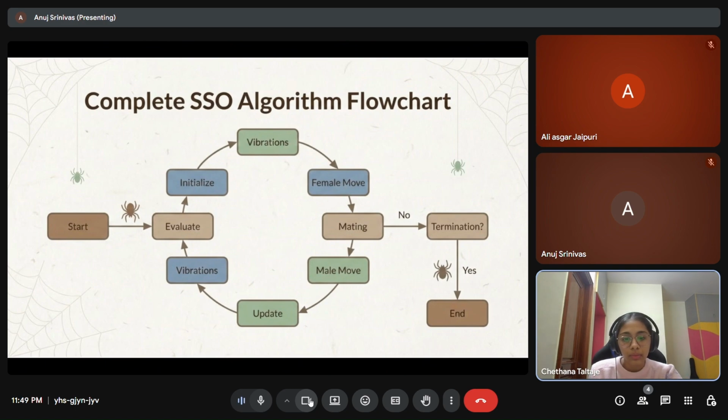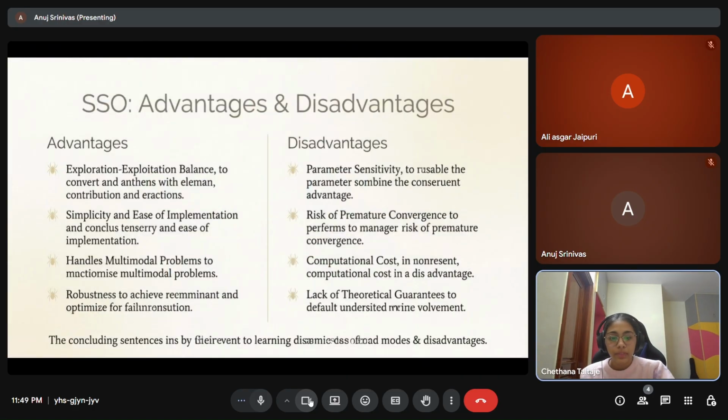Now, coming to the advantages and disadvantages. Advantages include a strong balance between exploration and exploitation, simplicity and robustness, and the ability to tackle multimodal problems. Disadvantages include parameter sensitivity, computational cost, risk of premature convergence, and a lack of strong theoretical guarantees. Despite this, SSO remains highly effective for many real world tasks.